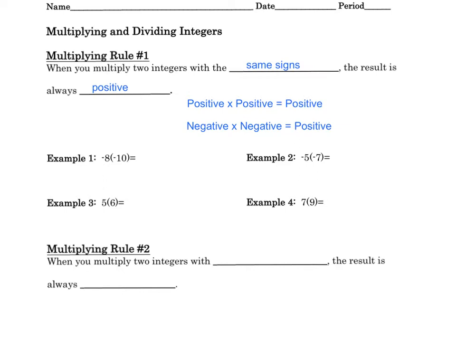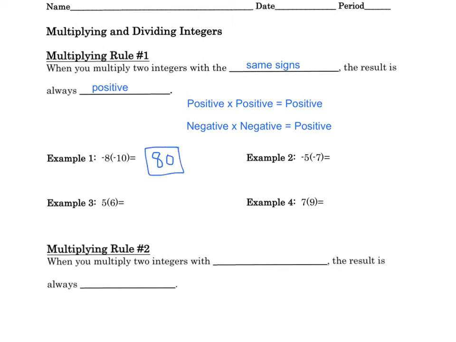So let's look at example 1. We have negative 8 times negative 10. In example 1, we have a negative times a negative, and a negative times a negative gives us a positive, and then 8 times 10 gives us 80. So your answer is positive 80.